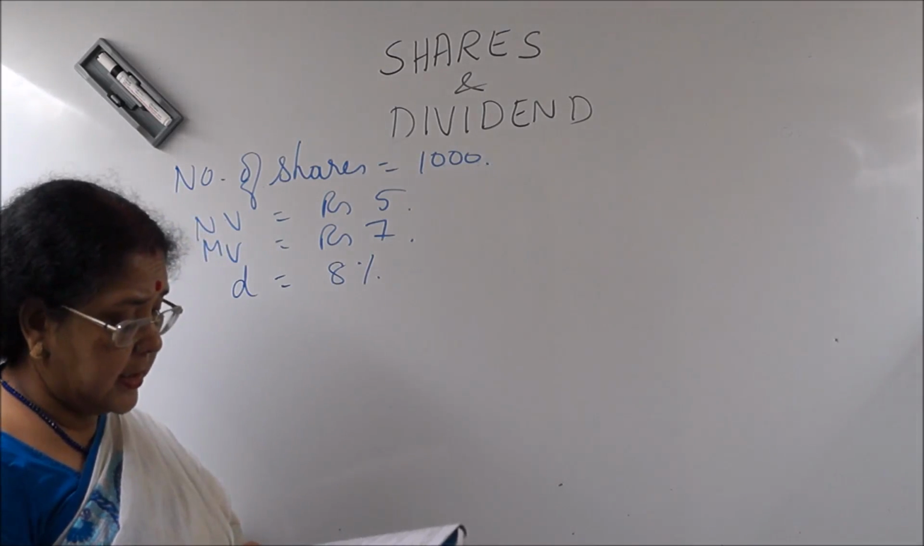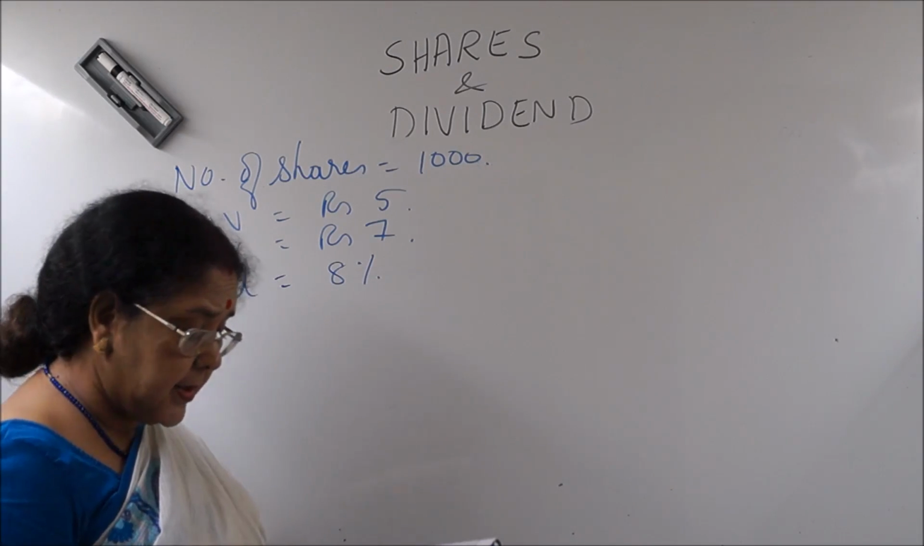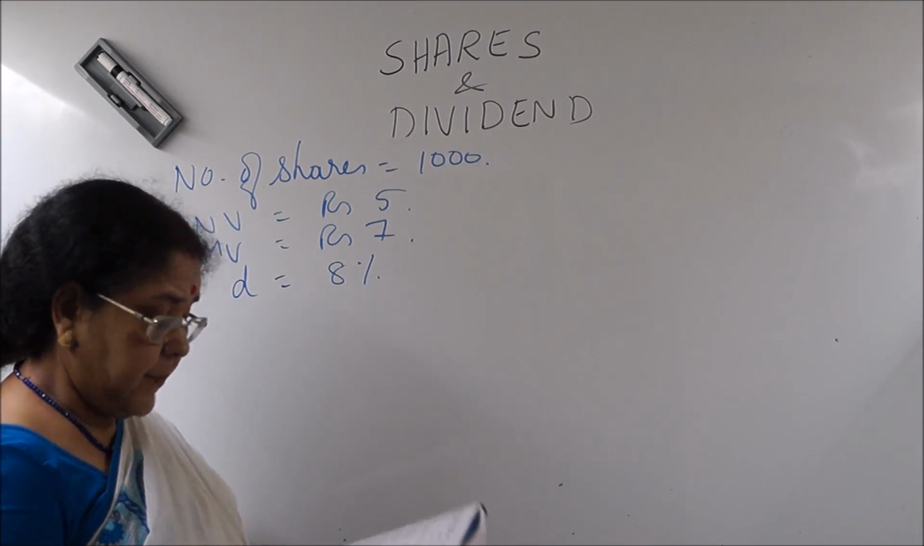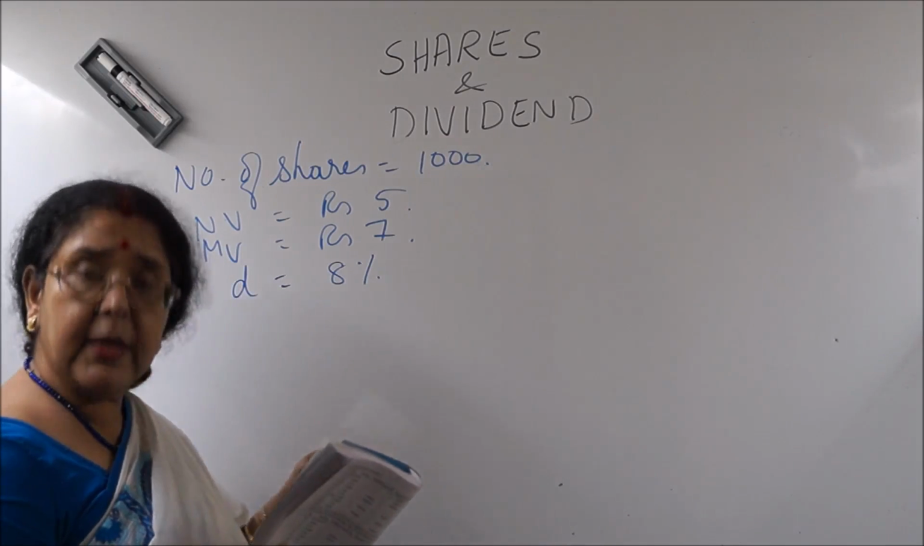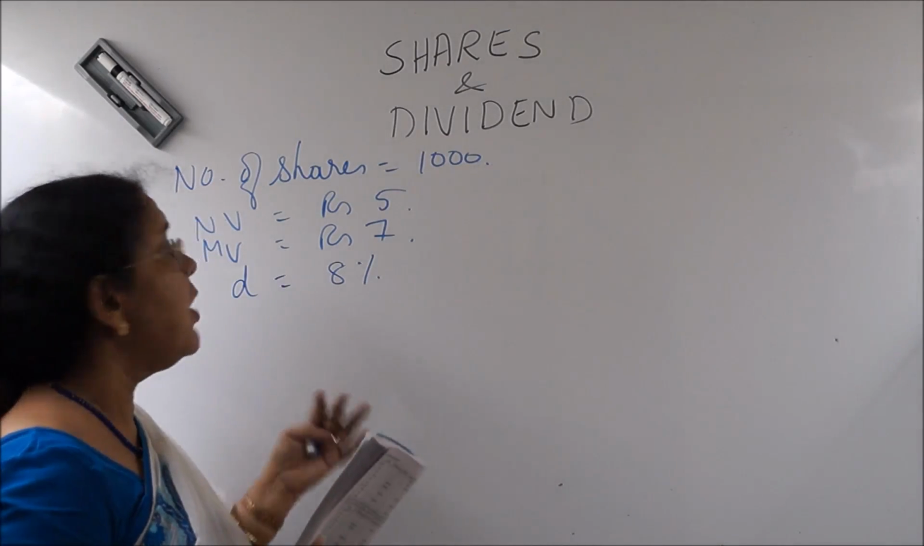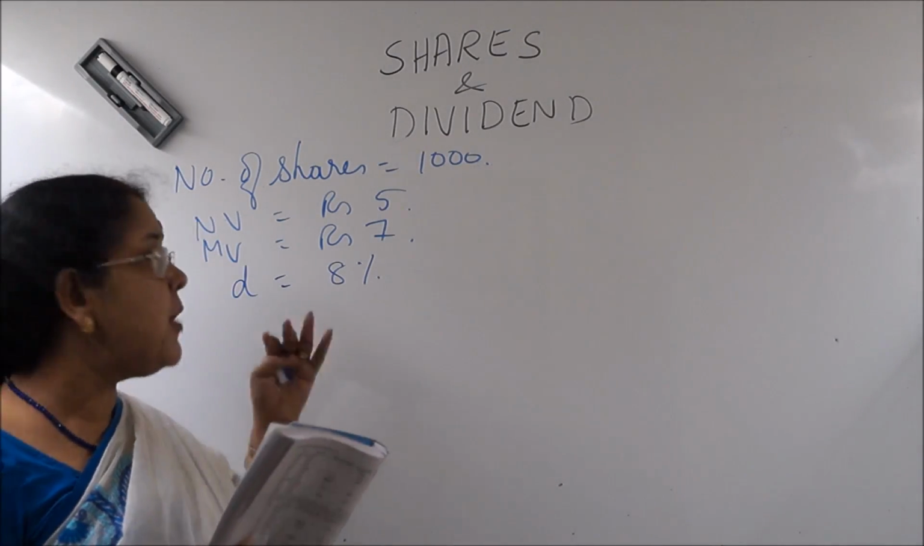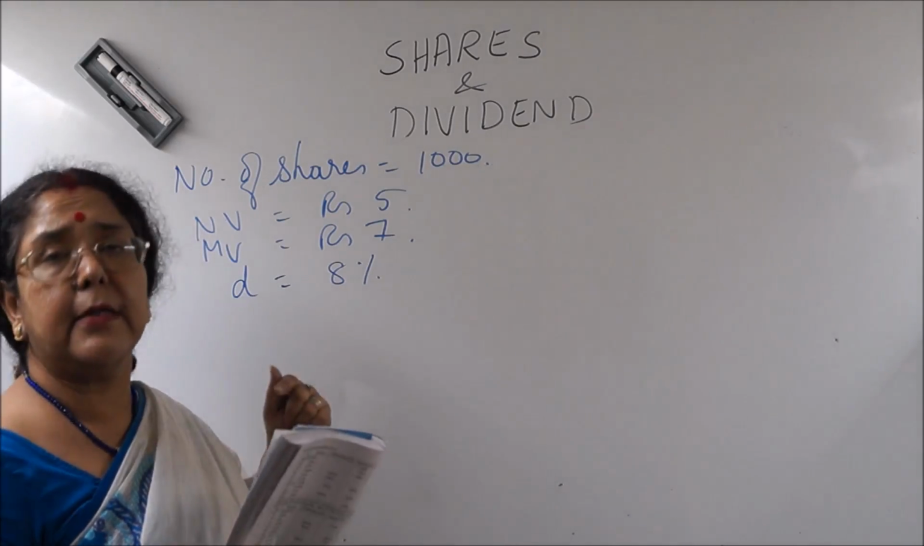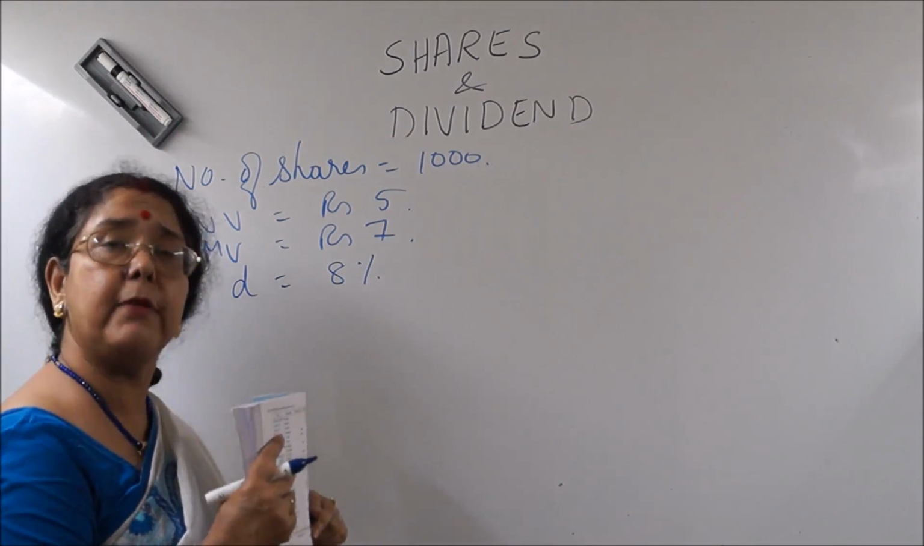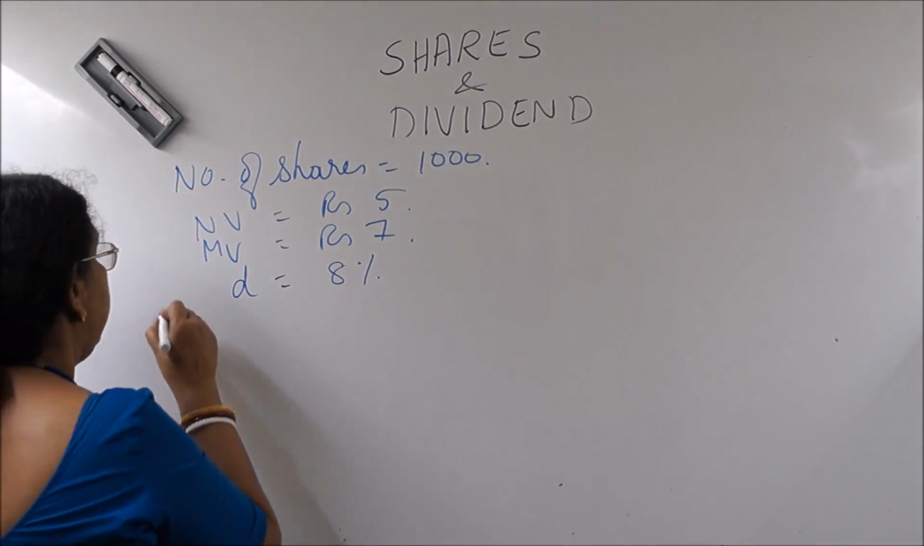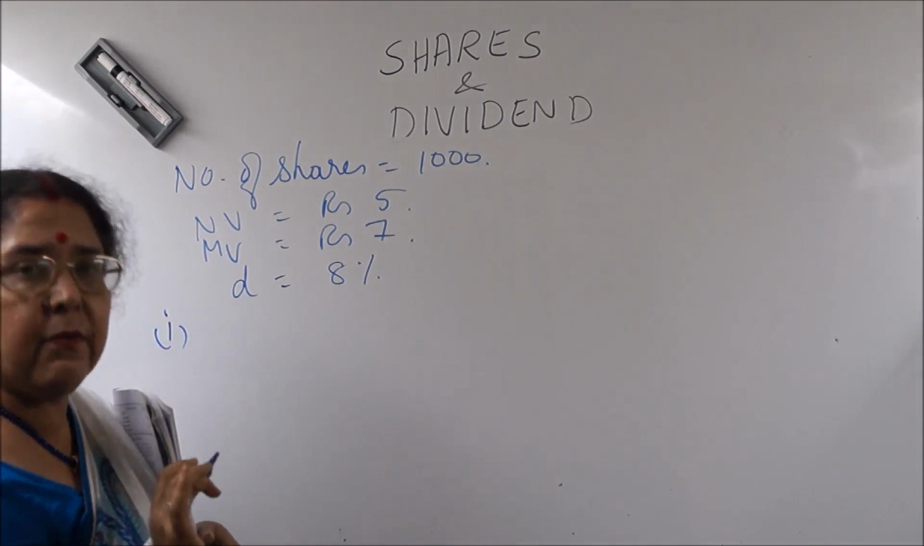And the second question asked is the percentage return on his outlay. That means we have to calculate the dividend he received, and then we also have to calculate the actual percentage return that the person got. So let us calculate one by one. The first part, we have to find out what is the investment.